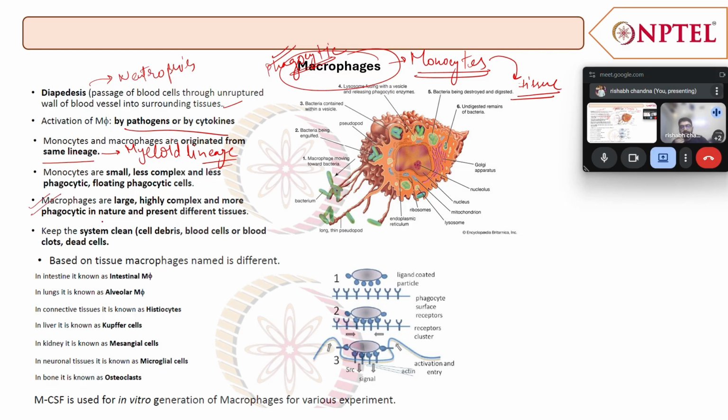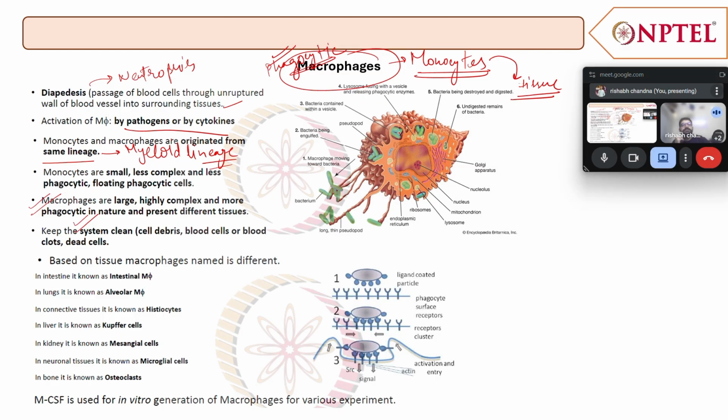Okay, the major function is they keep the system clean. Cell debris, blood cells or blood clots, and dead cells all are cleaned by the macrophages. Okay, all the apoptotic cells, different dead cells inside the body, and the different blood cells that have been recycled are cleared off by the macrophages.